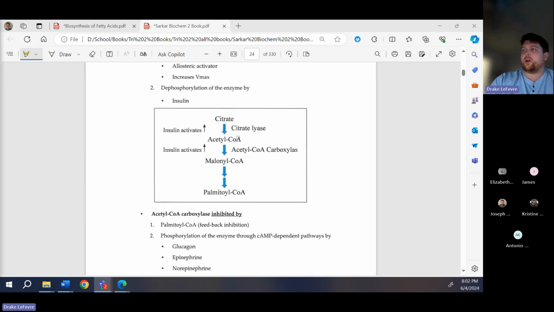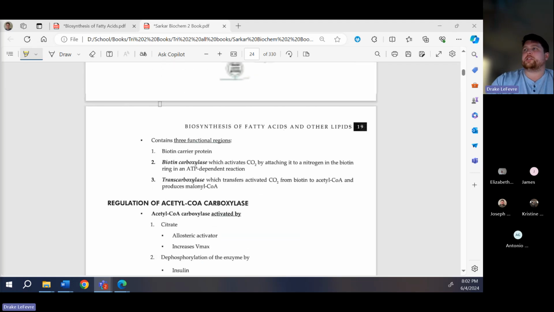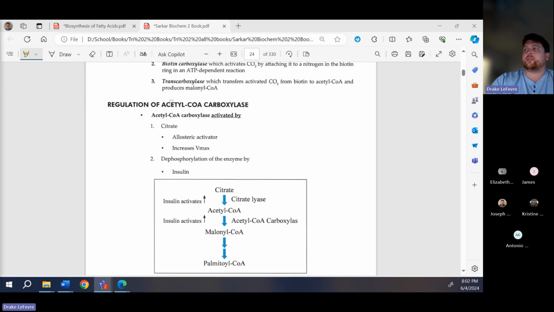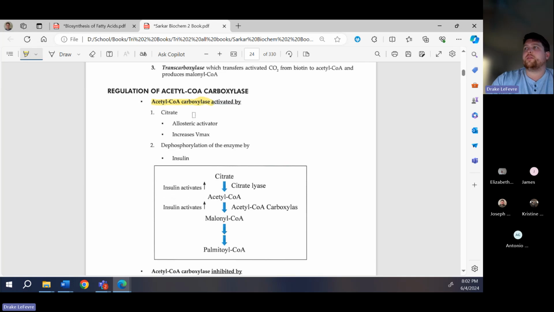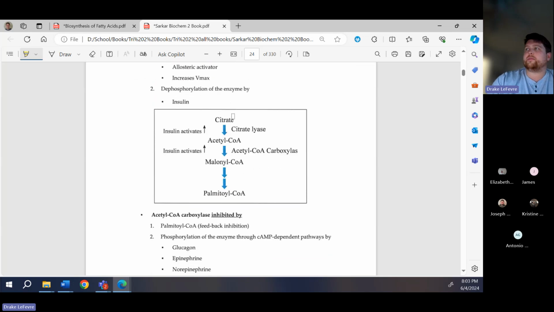But we start off with that acetyl-CoA. So this is just specifically the regulation of acetyl-CoA carboxylase. Acetyl-CoA carboxylase is going to be kind of one of our starters of fatty acid synthesis. So if we have a whole bunch of citrate, it's going to activate it.